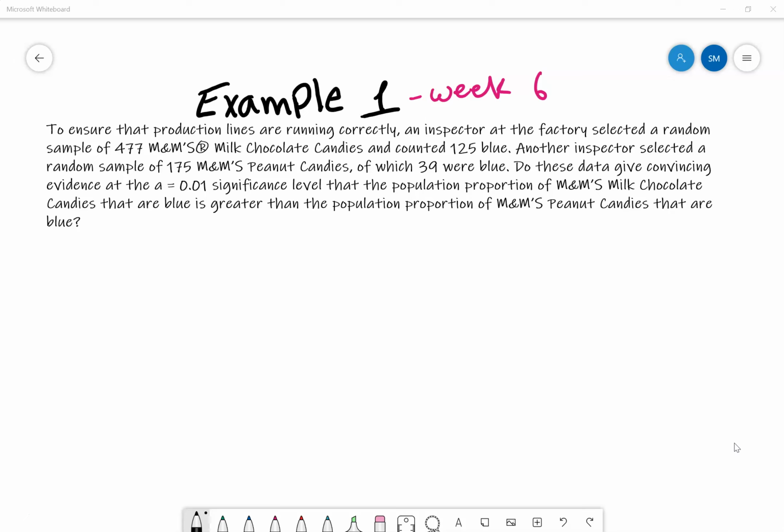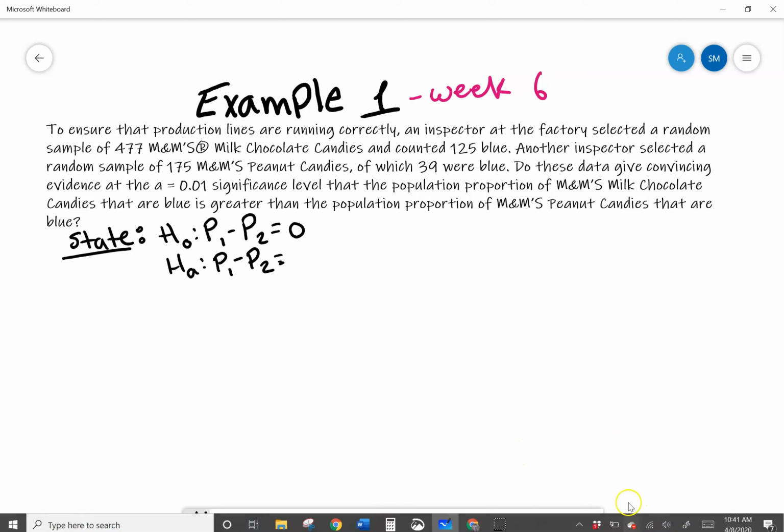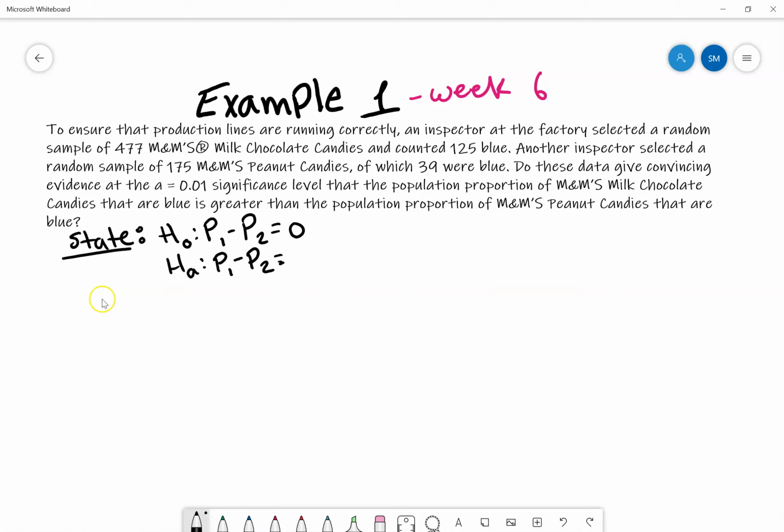So let's go ahead and start with our state. What we know is the null hypothesis is always going to be the same thing: P1 minus P2 equals 0. Now, for the alternative hypothesis, this is where it gets a little persnickety, because we need to figure out what is P1 and what is P2 in order to determine if it's going to be greater than, less than, or not equal to. Based on the problem, milk chocolate candies come first.